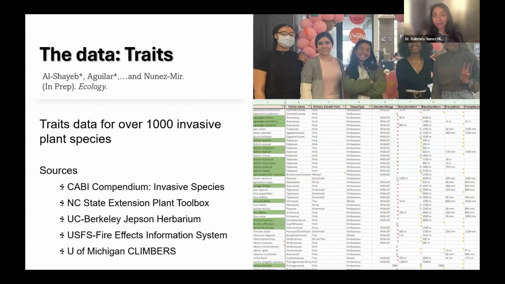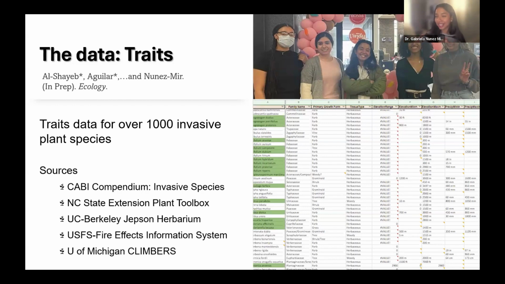So since 2021, when I got to the University of Illinois at Chicago, a fantastic team of undergraduate researchers and I have been putting together this huge traits data set for invasive plant species in the United States. And this is almost out, many years later. It's been a lot of work. We have traits data for, I believe, over 20 different species traits, and that's for over 1,000 invasive plant species in the United States. And this data has been gathered from sources that are readily available online, but not in a way that can be used for data analysis.